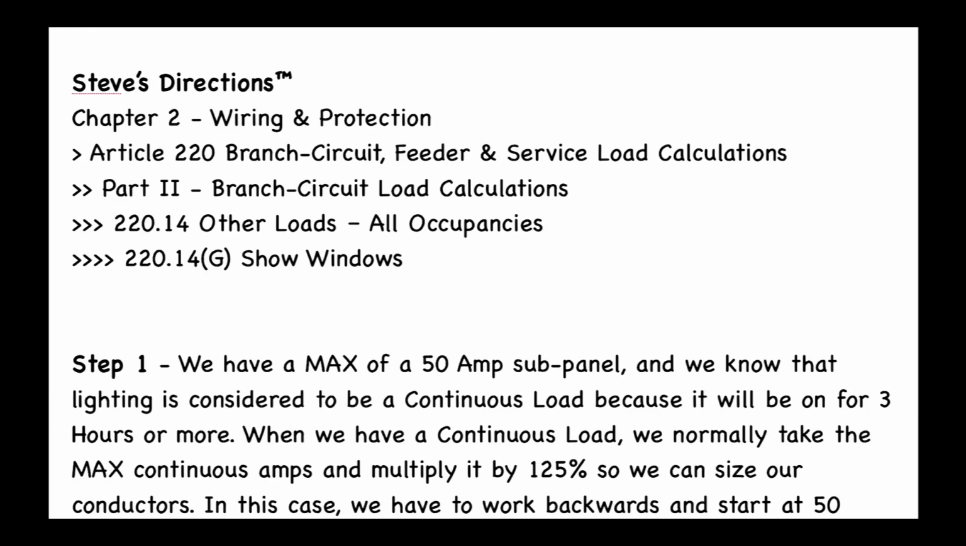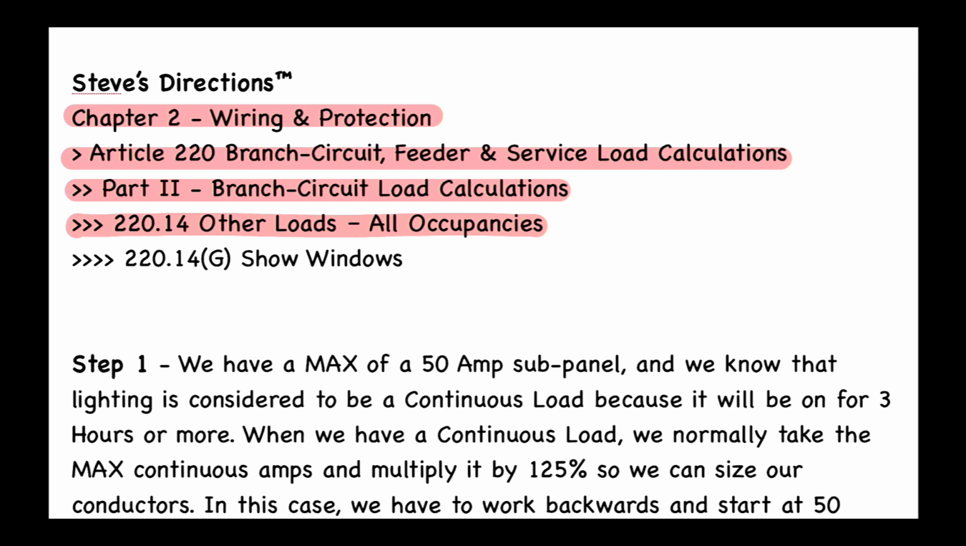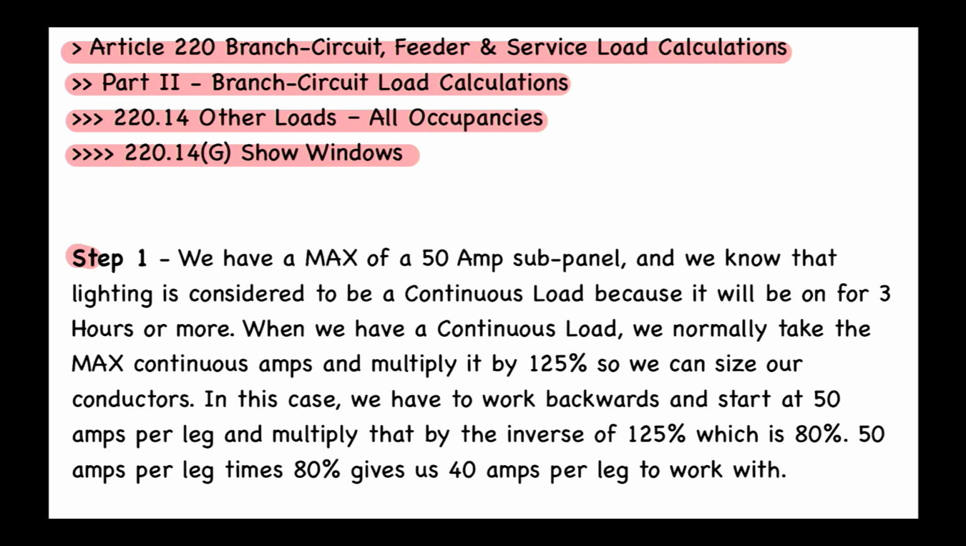And the first question we're going to ask ourselves here is, what article are we talking about? And that's going to be Article 220, and that's branch circuit feeder and service load calculations. And that's going to be within Chapter 2, Wiring and Protection. And in Article 220, we find Part 2, which is called Branch Circuit Load Calculations. And then we find 220.14, Other Loads for All Occupancies. And then we find 220.14G for Show Windows.